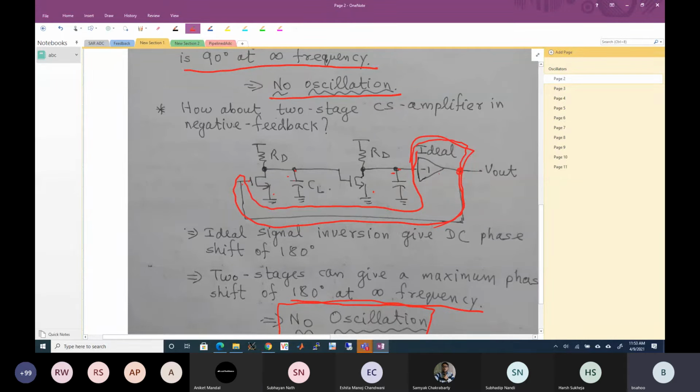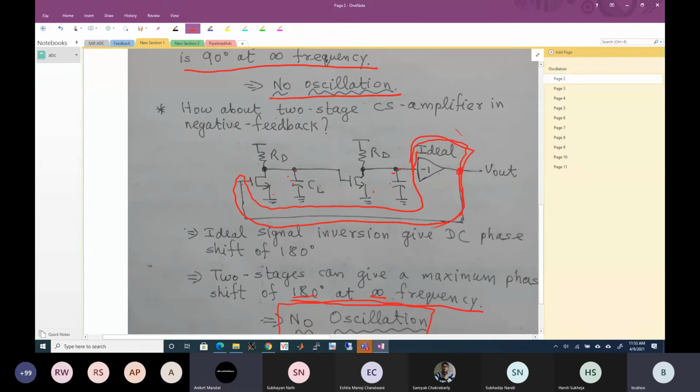Yes. But this is a two-pole system. What is the maximum phase shift that it can give? 180 degrees, right? At infinite frequency. So this will oscillate at infinite frequency, which I cannot measure anyway. So for me, this is as good as not an oscillator, right? Yes, because I cannot measure it.